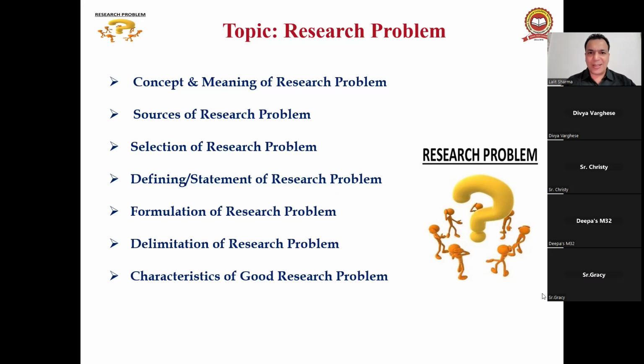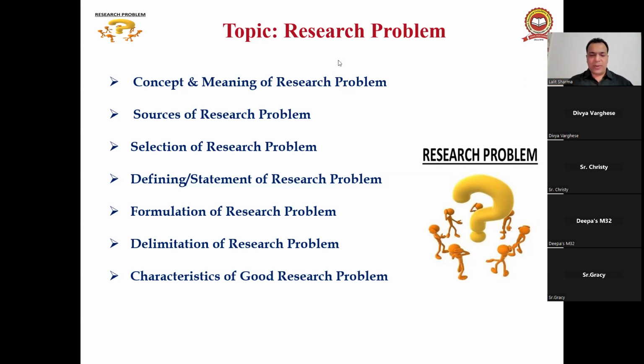So today we are going to discuss another important topic of research, which is research problem. Right, guys? Under this topic, research problem, we will discuss the concept and meaning of research problem, sources of research problem, selection of research problem, how to define the statement of research problem, formulation of research problem, delimitations, and in the last we will discuss characteristics of a good research problem.